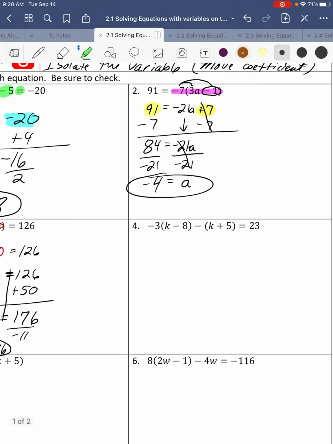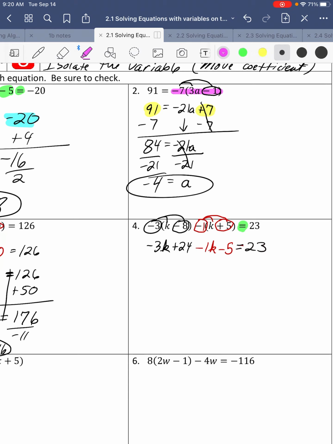Cool. Number 4. All right, I see an equal sign, left side, we have to simplify that, so we're going to have to do a lot of distributing. -3 has got to distribute in. So -3 times k is -3k. -3 times a -8 is a +24. And then we also have to distribute this -1, or just a negative. -1 times k is -1k, or just -k. -1 times a +5 is a -5. That's going to equal 23.